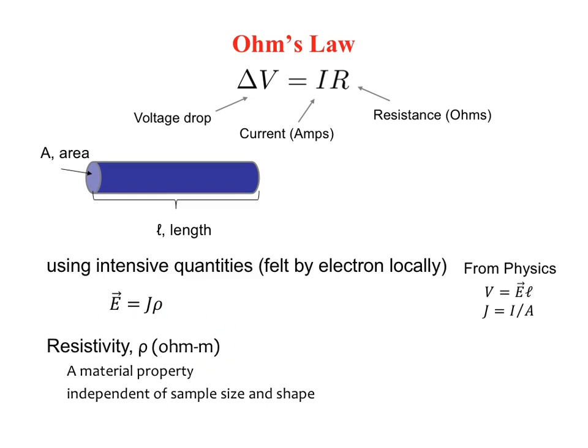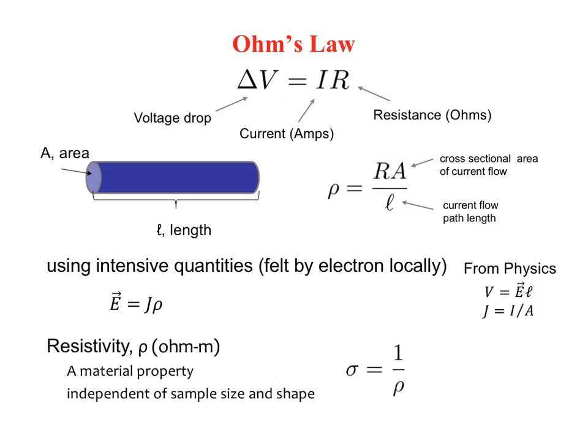Resistivity, unlike resistance, is a material property that is independent of the sample size and geometry. Resistivity can be extracted from the measured resistance times the cross-sectional area A divided by the length of the voltage drop. The electrical conductivity, sigma, is simply the inverse of the resistivity. The common form of Ohm's law using intensive quantities is current density equals conductivity times the electric field.